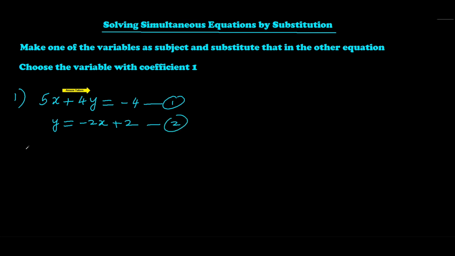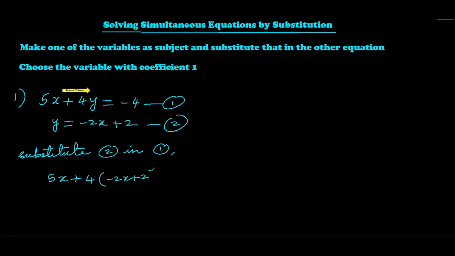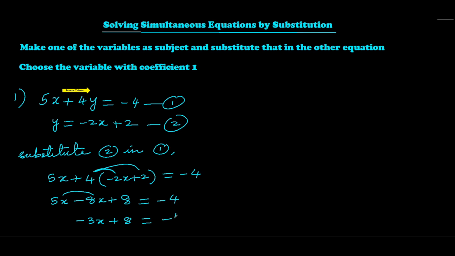Equation 1, equation 2. So, substitute 5x plus 4. Inside the brackets, I need to write everything, because in place of y, I am replacing negative 2x plus 2, which is equal to negative 4. Now expand the bracket, simplify the left side. 5x minus 2 4s are 8x plus 2 4s are 8, which is equal to negative 4. Combine the like terms. What is 5x minus 8x? Minus 3x plus 8 is equal to negative 4.